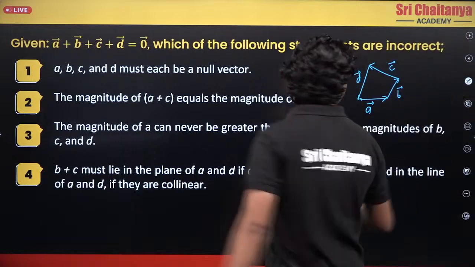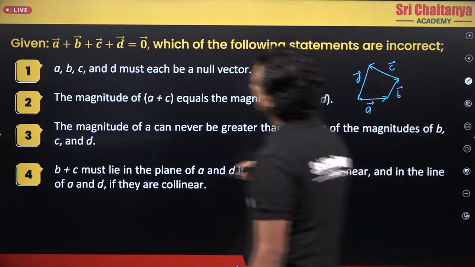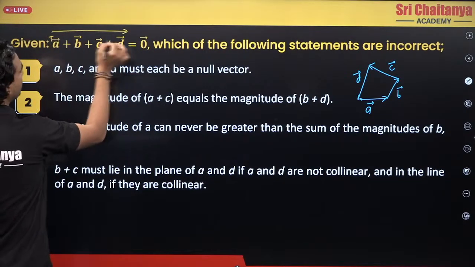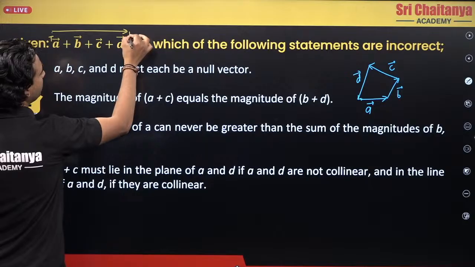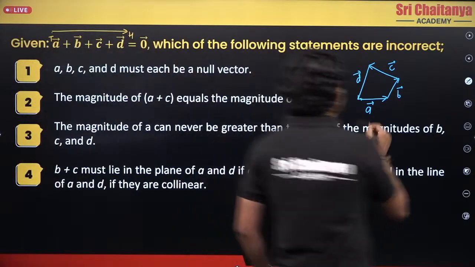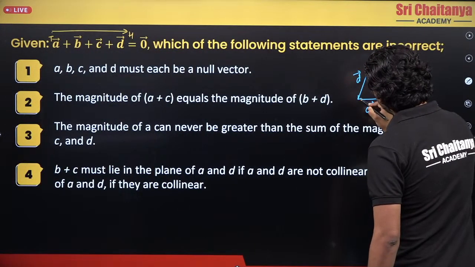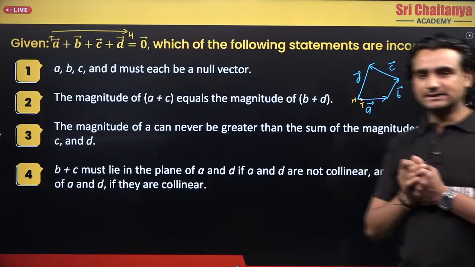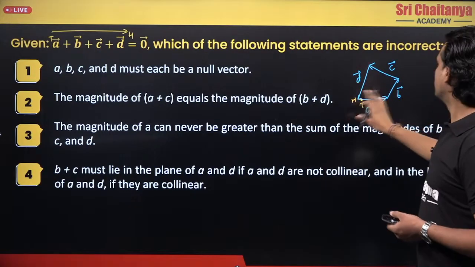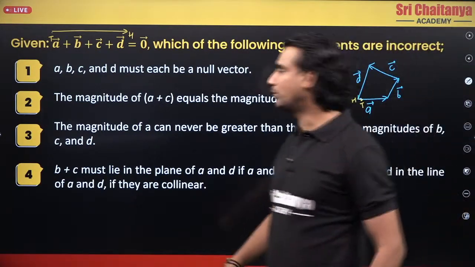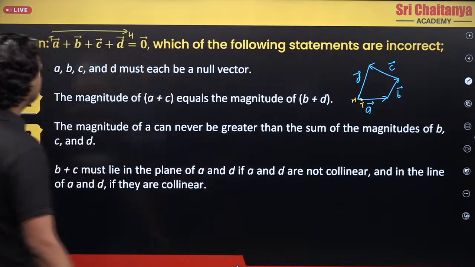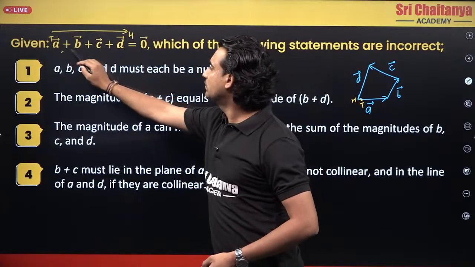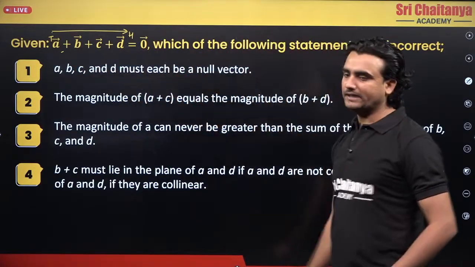And how do you calculate the resultant? Look here: the tail of vector A should be connected with the head of vector D. Same thing here, the tail of A which is here is connected with the head of vector D, and the distance between them should be 0. So we are getting the distance 0 here. Correct? So this is basically a closed figure. This is a closed polygon. So A, B, C and D each must be a null vector. If this is 0, this is 0, this is 0, this is 0, finally I will get 0. So this is a correct option.